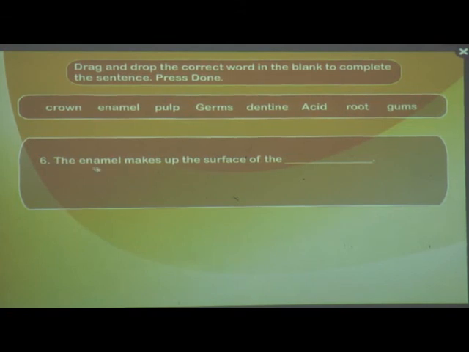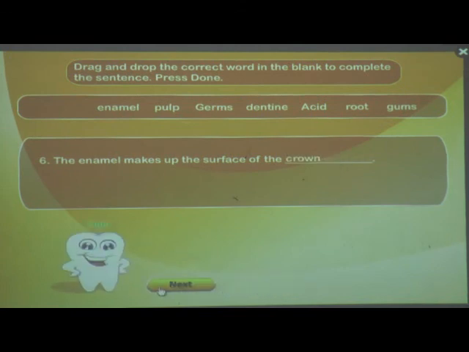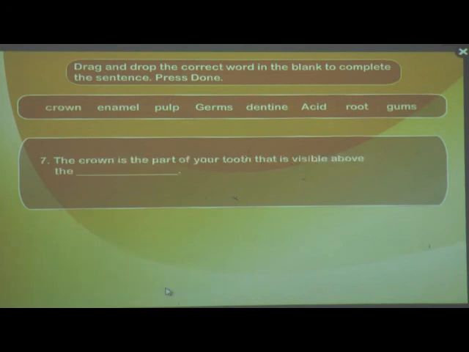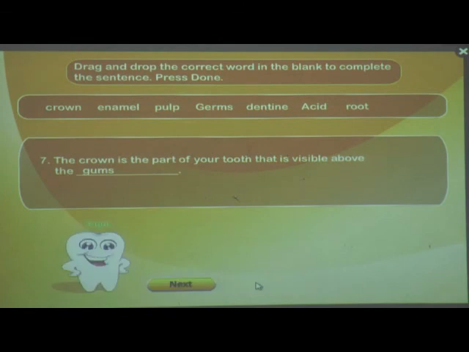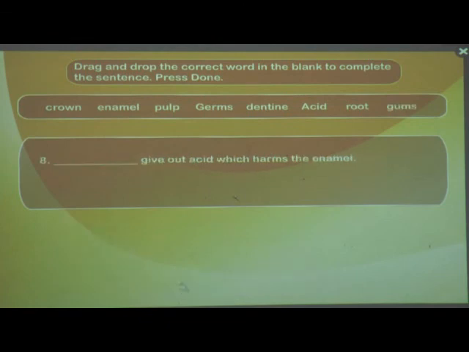Now next question: the enamel makes up the surface of the outermost layer, that is enamel. This makes the surface of the crown. We have to drag it and we will press done. Correct. Now we will move to next question. The crown is the part of the tooth that is visible above the gum. Where is the gums? See, here the last word is gums. We will click done. So one more question we will see.